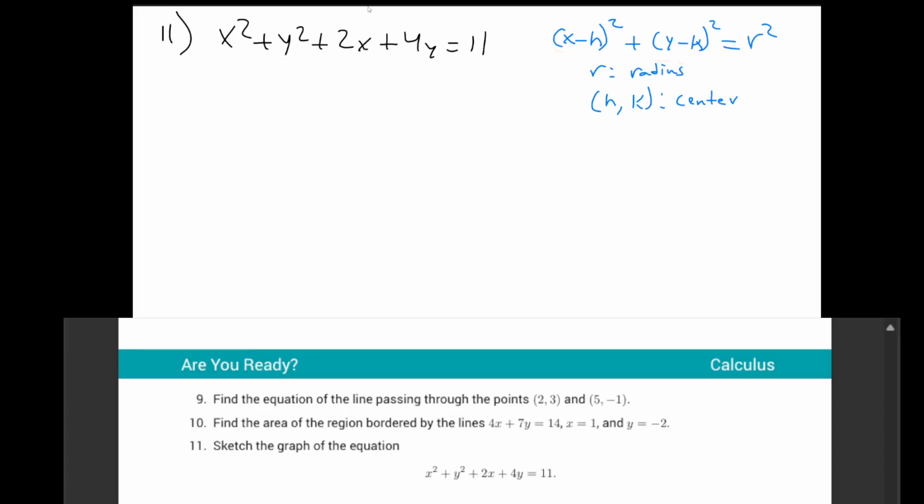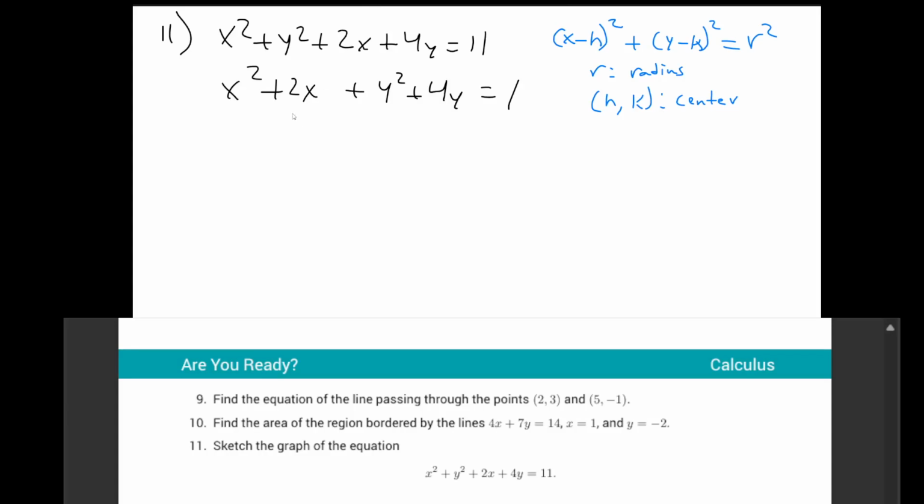Well, we have to use our completing the square from algebra 2. We have to complete the square twice. So I'm going to first group the x terms with the x terms and the y terms with the y terms, bringing them closer together. So this will be x squared plus 2x plus y squared plus 4y, and this will equal 11. Now we need to figure out what we can add here and subtract here to get this into a perfect square.